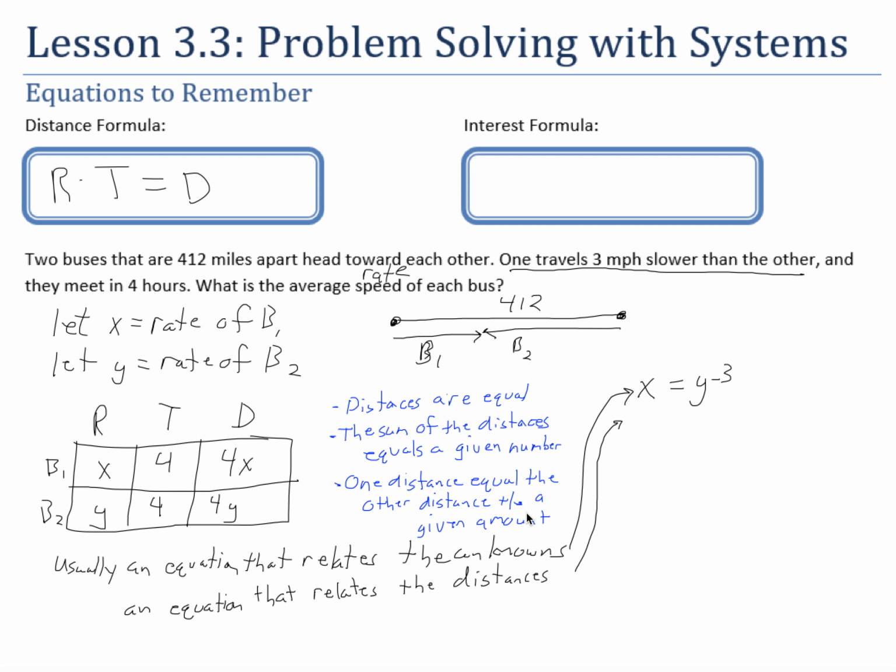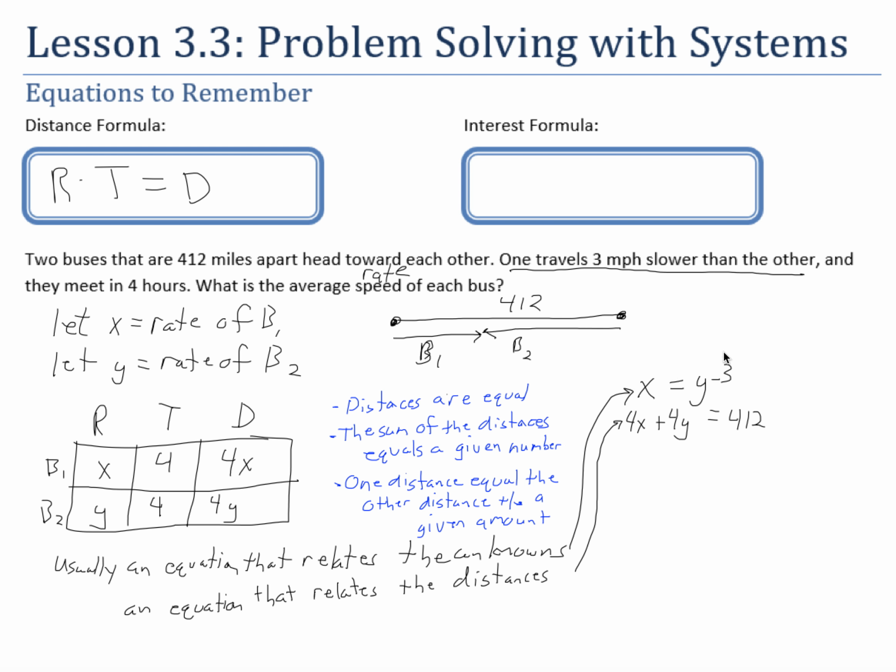Are the distances equal? Well, I already mentioned they're not going to be equal because one's going slower than the other. Is the sum of the distances equal to a given number? Well, yes, that is the case here because we have the two buses coming towards each other and they meet after 412 miles. So the distance of the first bus plus the distance of the second bus will equal 412, and that's what our second equation is. So what is the distance of our first bus? We come back here, it's 4x. Bus 1, its distance is 4x. Plus the distance of the second bus, it's right here, plus 4y equals 412.